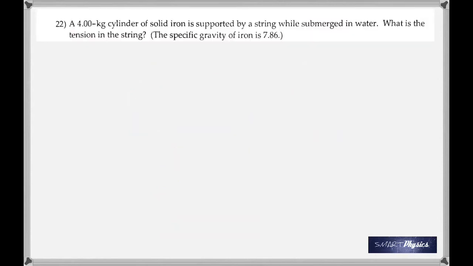22. This again was on, I think, a quiz. A 4 kilogram cylinder of solid iron is supported by a string while submerged in water. What is the tension in the string? Remember that in the string you have three forces. One is the tension, the other is the weight, and the third is the buoyant force.